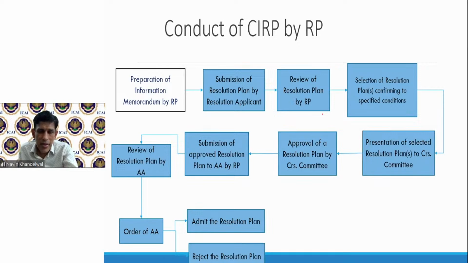In addition to that, his major job is to bring out the resolution, and submit the resolution plan to the COC for their approval, and thereafter to the adjudicating authority for their approval, if approved by COC. That means now the shift from managing the affairs of the CD goes towards the resolution of the CD. So once things stabilize, now the law says focus on resolution. So the RP's major role is to bring out a resolution by following the steps.